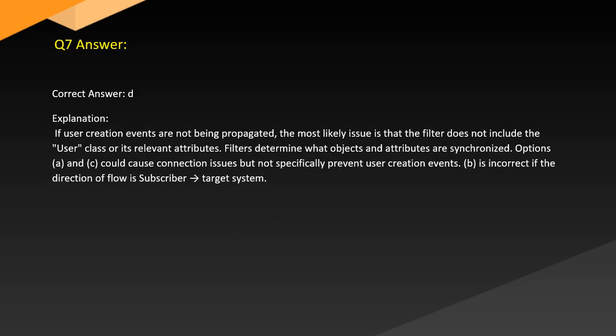Answer. Correct answer: D. Explanation. If user creation events are not being propagated, the most likely issue is that the filter does not include the user class or its relevant attributes. Filters determine what objects and attributes are synchronized. Options A and C could cause connection issues but not specifically prevent user creation events. B is incorrect if the direction of flow is subscriber to the target system.